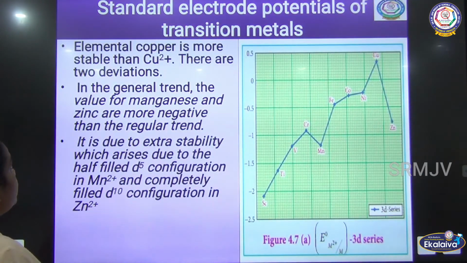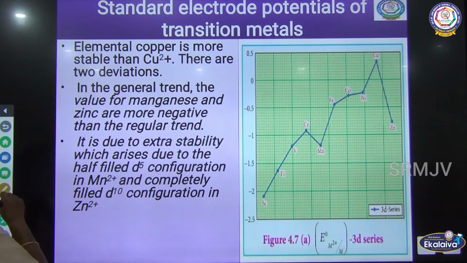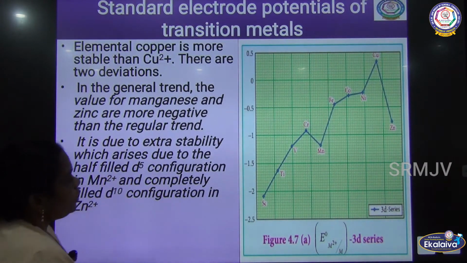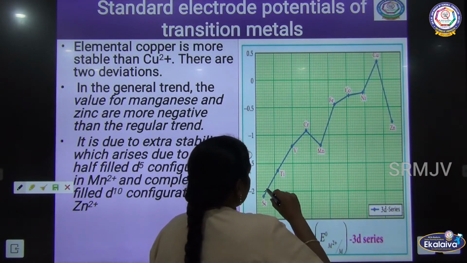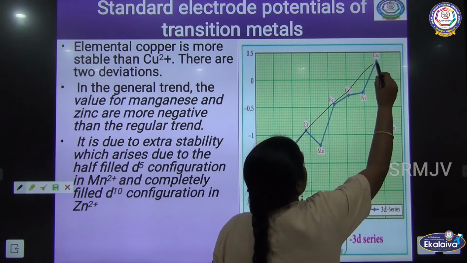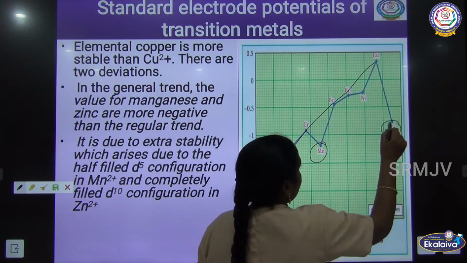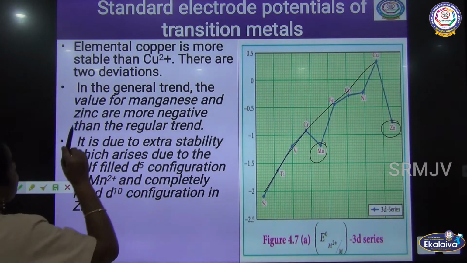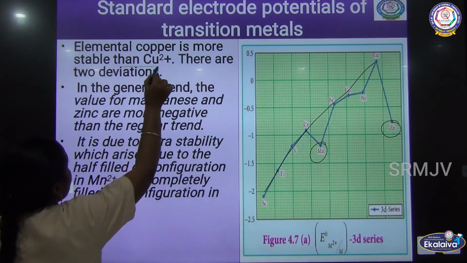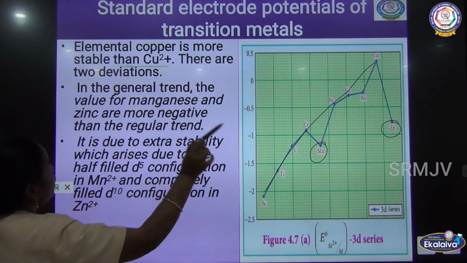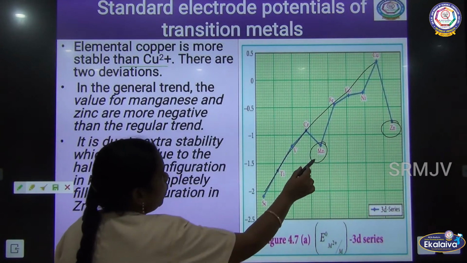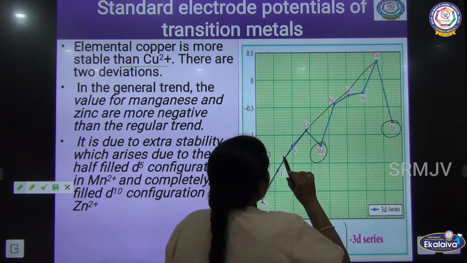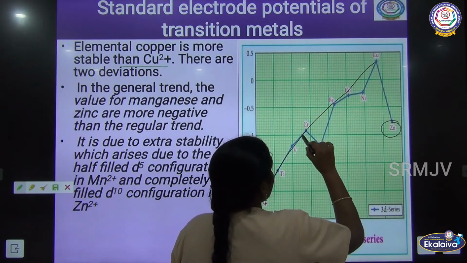And next you can compare this. See this comparison, why there is a difference in the elemental copper. Now you can see there is a steady reduction, and there is a steep decrease in manganese and zinc. Since elemental copper is more stable than copper 2 plus, there are 2 deviations. What are the 2 deviations? One with manganese. Now you see there is a steady decrease in the value.